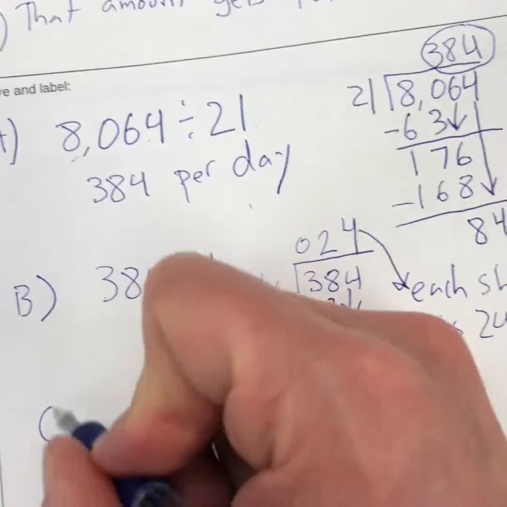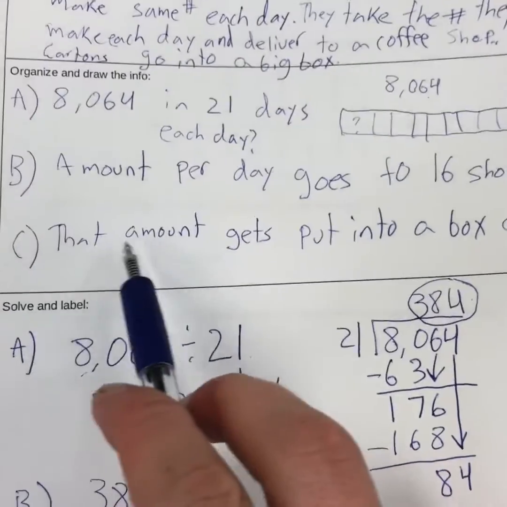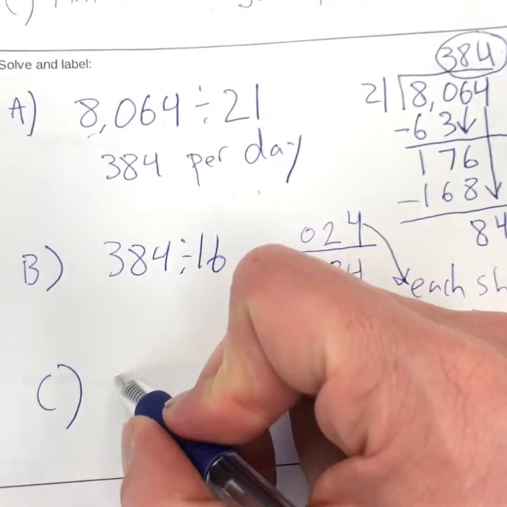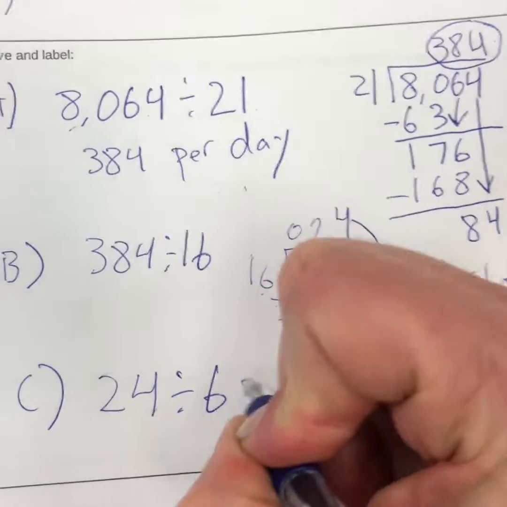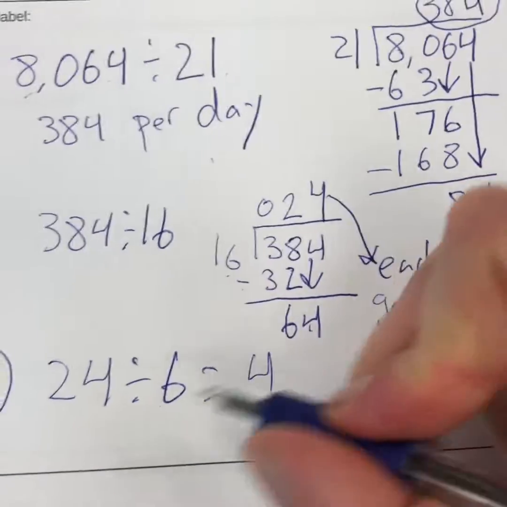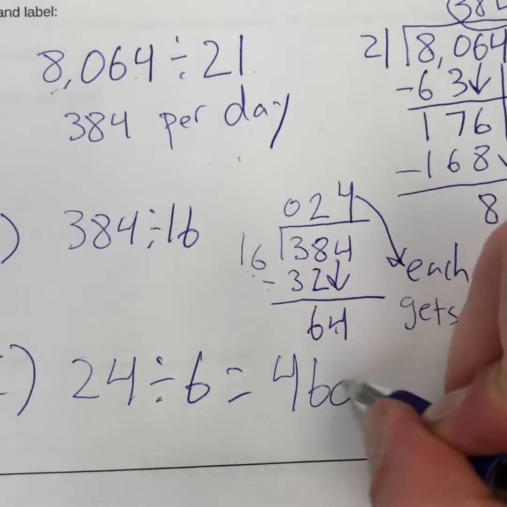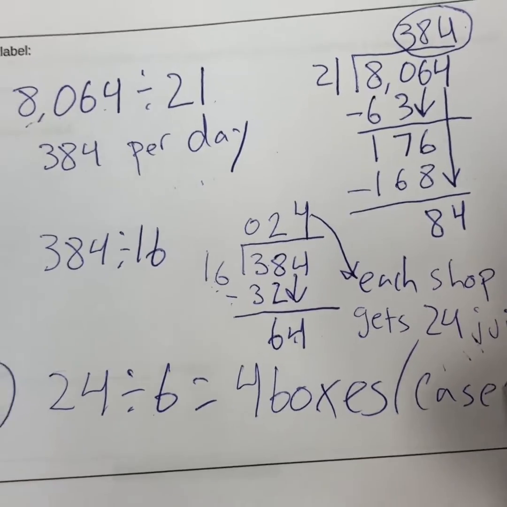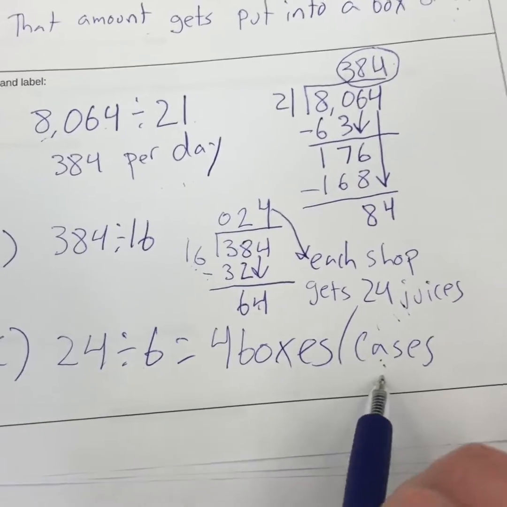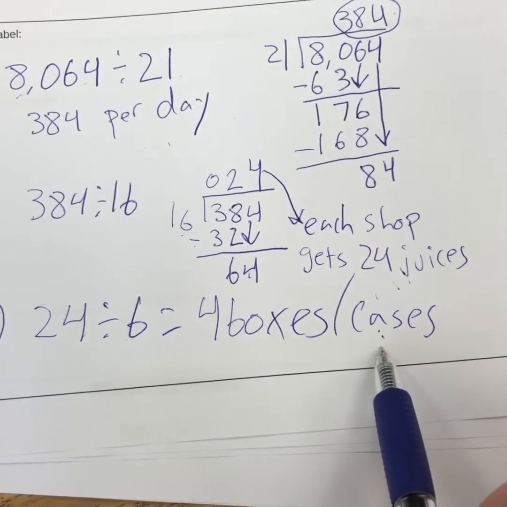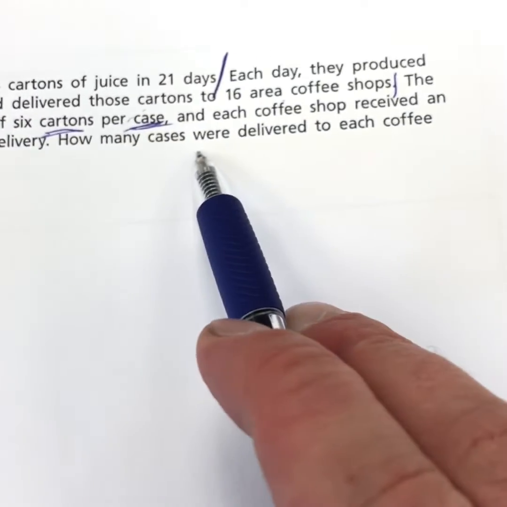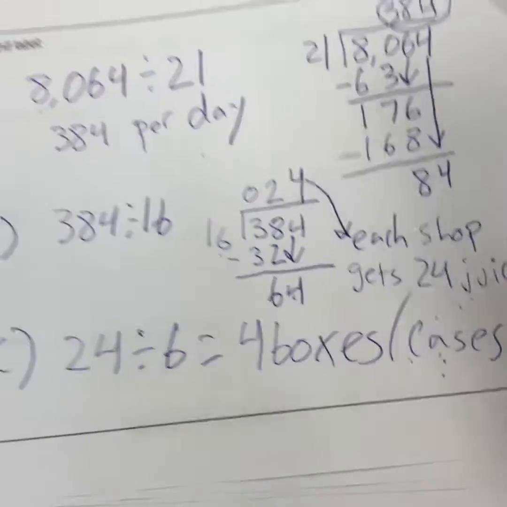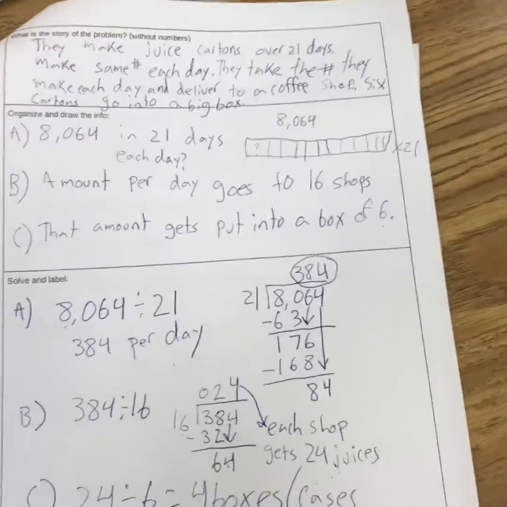Okay. Then there's C. That amount gets put into a box of 6. Oh, so this 24 gets put into a box of 6. So that'll be 4 boxes or cases. So each coffee shop's gonna get 4 cases. And if you go here, how many cases were delivered to each coffee shop each day? 4 cases.